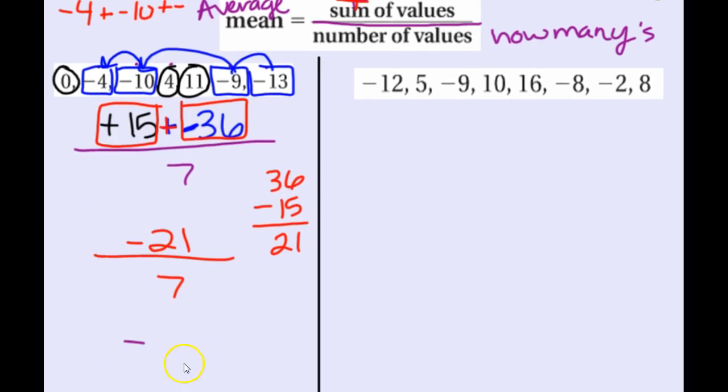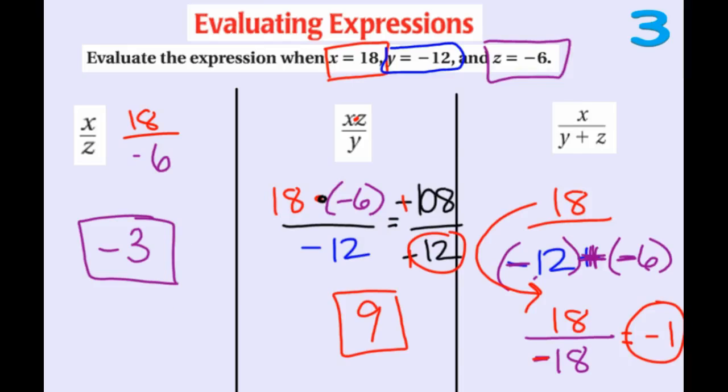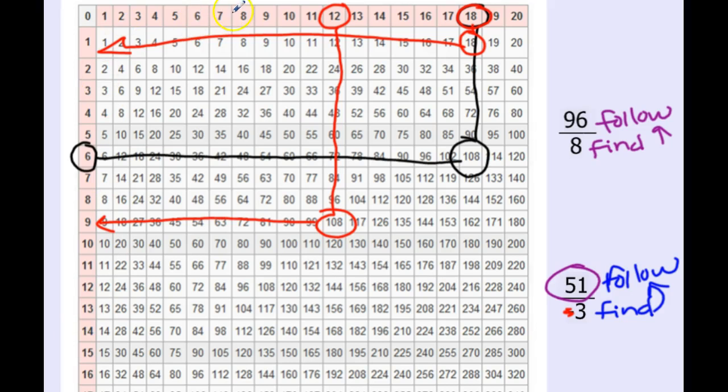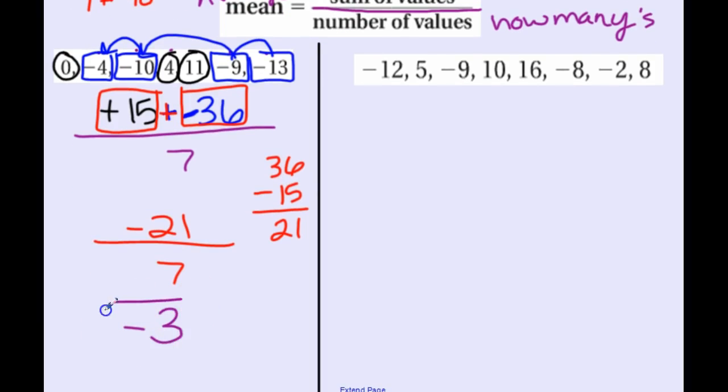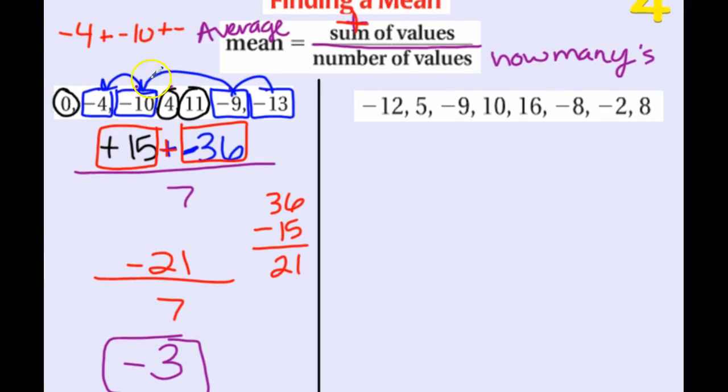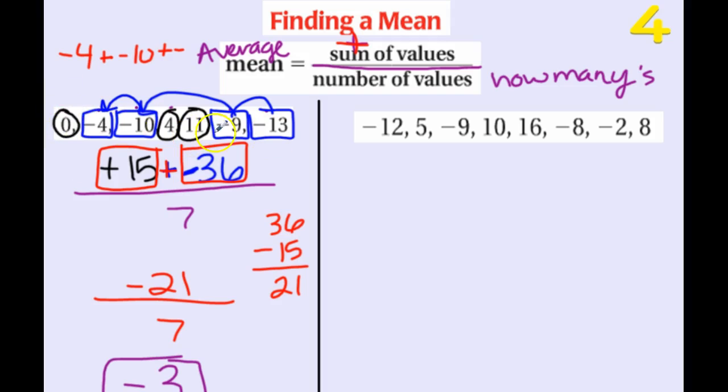Happy and grumpy, they don't get along. If you want to find and follow, you can. Find 7, follow to 21. We should get an answer of 3. So your answer is negative 3. Now it doesn't matter which order you add and subtract these in, really, because they're all just negatives and positives. Later on when we do order of operations, you might have to follow a specific order if there are more than just adding and subtracting.